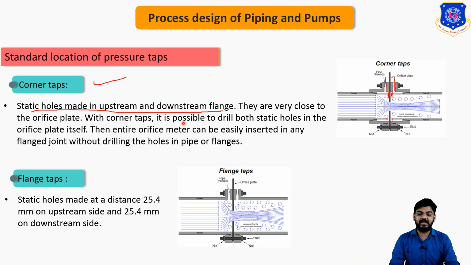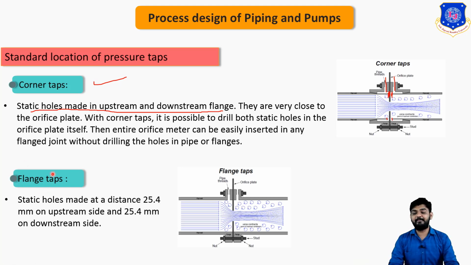With the corner taps, it is possible to drill both static holes in the orifice itself. So with this type of tapping, we can drill one hole on both sides of the orifice plate itself, right? Then the entire orifice meter can be easily inserted in any flange joining without drilling a hole in the pipe or the flange. So for installation purposes, this type of tapping is very easy, right? Since we can drill the hole inside the orifice plate itself, we can easily install it in any piping system.